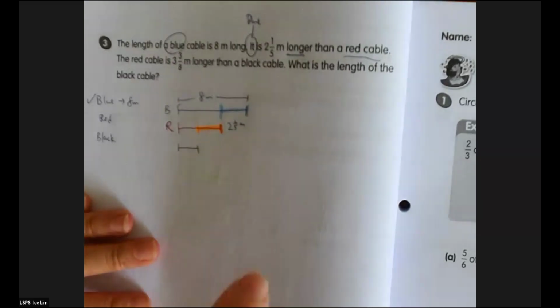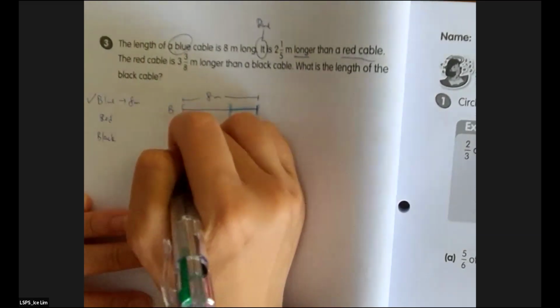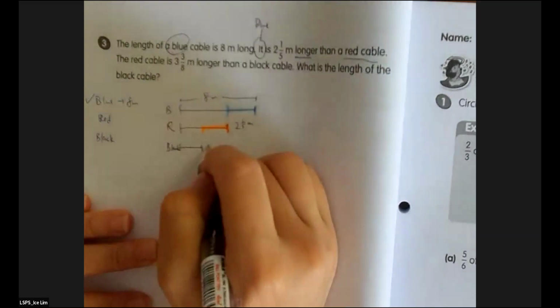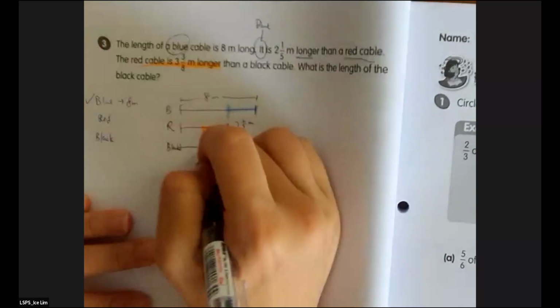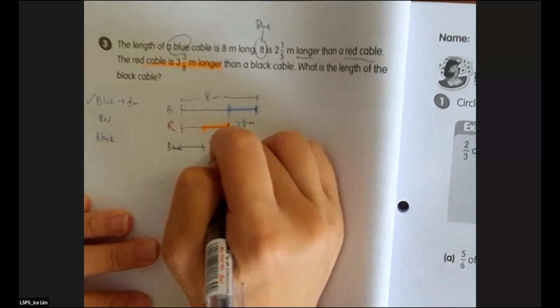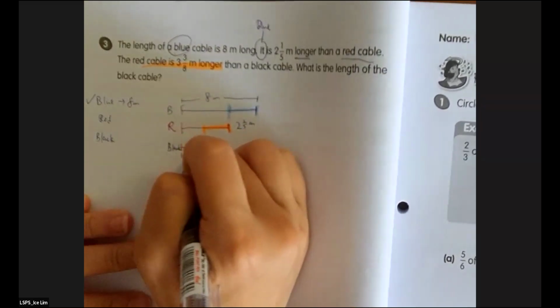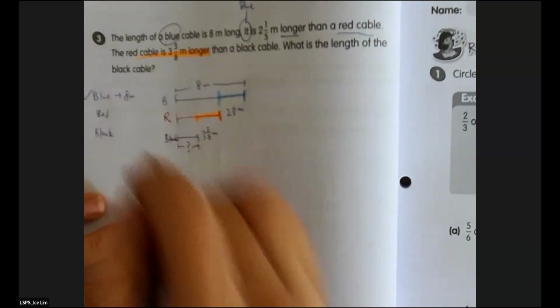I'm not so sure whether that's correct, but you sound quite sure about it. And then this one, the red is even longer. So this one is 3 and 3/8 meters. So ask for the black is question mark.